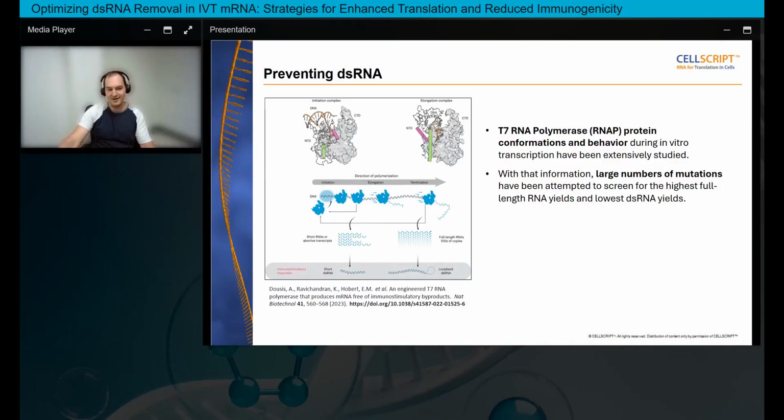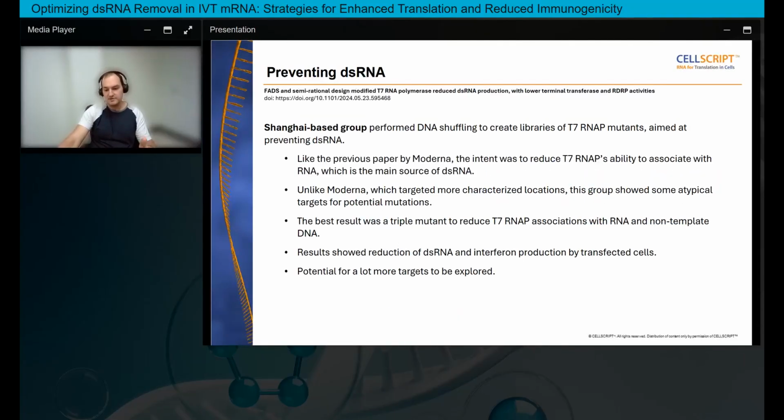I think it's more likely that you're just going to shift the numbers and try to reduce it a little bit more. And so with the information that we have about T7 RNA polymerase, people have tried extensive mutational studies to try to produce the best possible mutants of T7 to produce the least amount of double-stranded RNA while still producing the same amount of high full-length RNA. And this particular paper was pulled from Moderna, who was one of the larger companies that had done mutational analysis and found a couple of gene locations that it may work to help reduce it in.